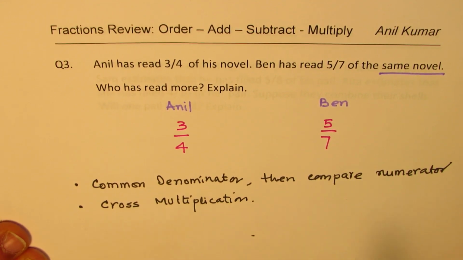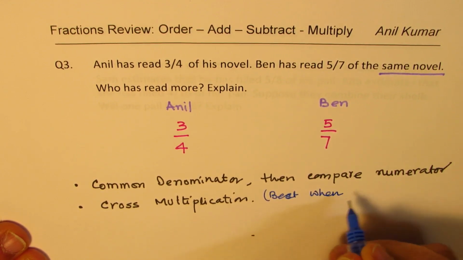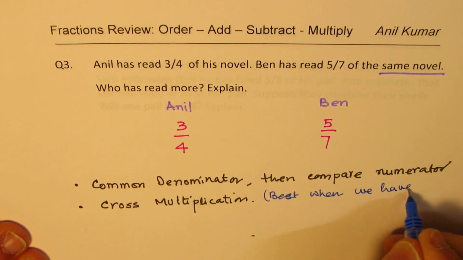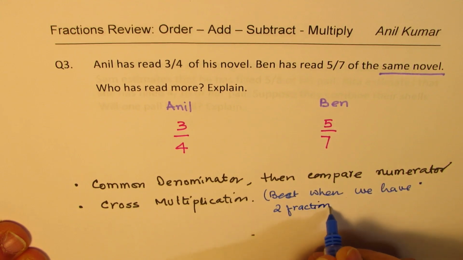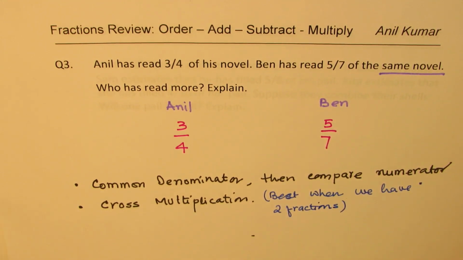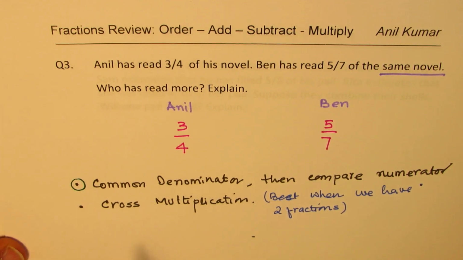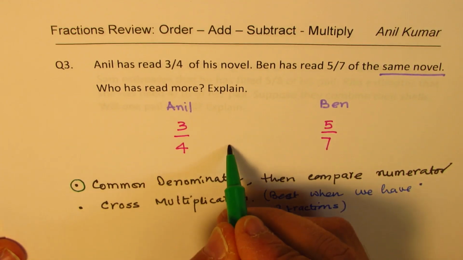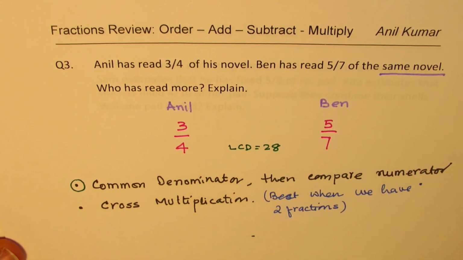So cross multiplication is best when we have 2 fractions. Okay, when we have 2 fractions, like in the given situation, cross multiplication is the best. Okay, now let us do both the methods one by one. So first, let me show you the common denominator method. 4 and 7. What is the lowest common denominator? Well, it is 28. When you multiply 4 and 7, that is what you get.